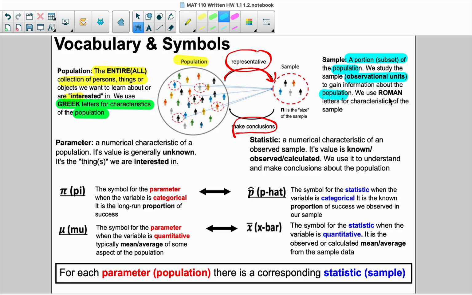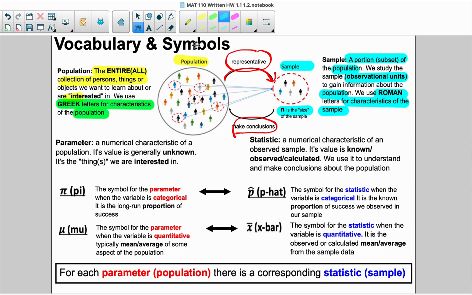And the way that we distinguish or know that we're talking about the sample is we use Roman letters to describe the characteristics of the sample. And then we talk about n, which is just how many things, what subset of things did we take from the overall population. So the sample is just some of the things. The population is all the things we're interested in.